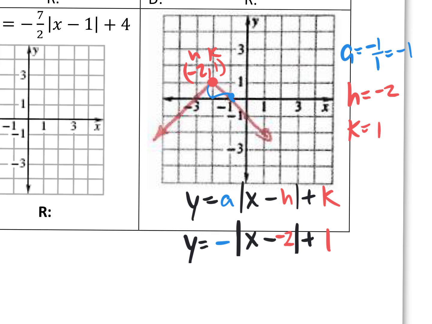And that's your function. However, could we make it look a little bit nicer? Yeah, you could change that minus minus to plus plus. And you'll have y equals negative absolute value of (x plus 2), plus 1, okay?